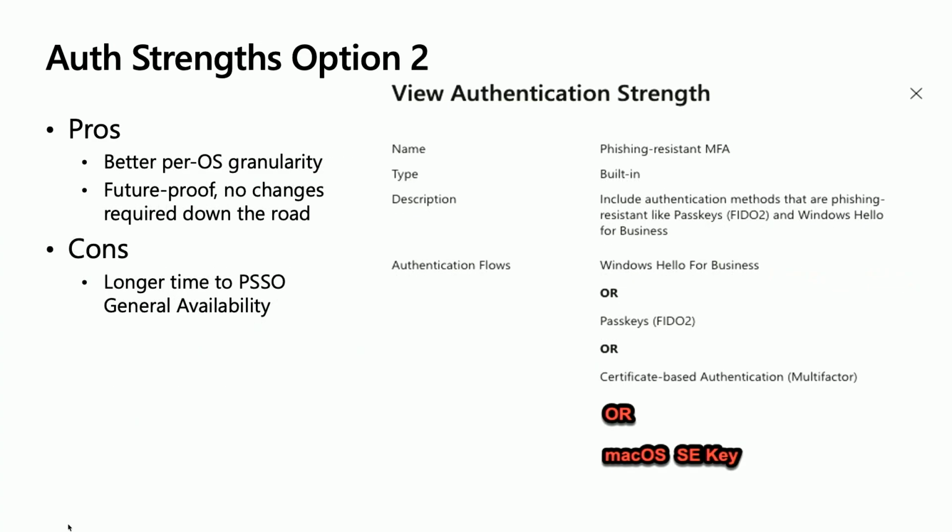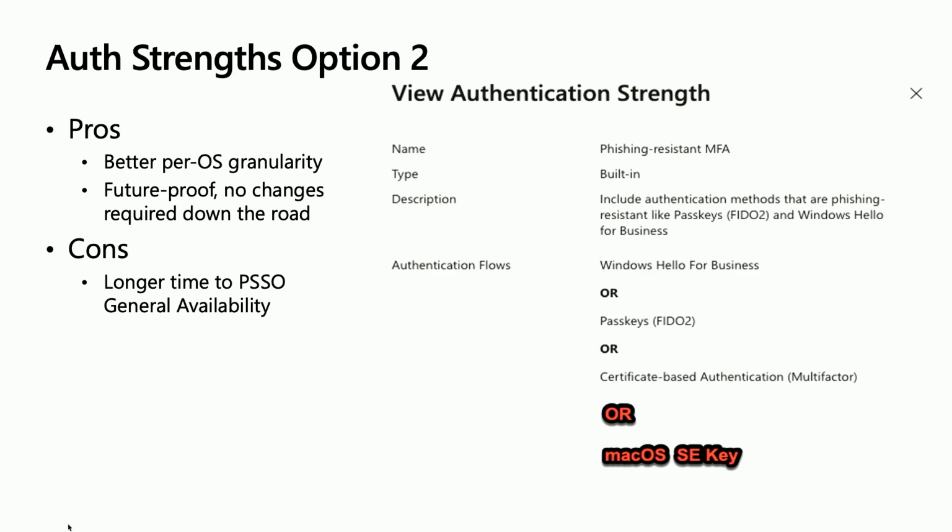The other option is we could break them out into two separate controls. We could update all of our policies and our APIs and all of our internal frameworks so that macOS Secure Enclave key is its own dedicated control. And what you would see in the built-in policy is this big set of OR statements. But if you were to create a custom policy, you would have that per OS granularity to say macOS Secure Enclave key is acceptable to get to this resource and Windows Hello for Business is not, or vice versa.